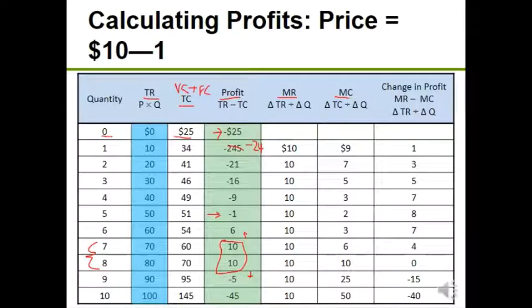Now, firms can't use this approach. They can't always put these costs and revenues into a table because they only learn about this after the fact, which is why we as economists need to develop a profit maximizing rule. And that's what we're going to do in this part of the lecture.